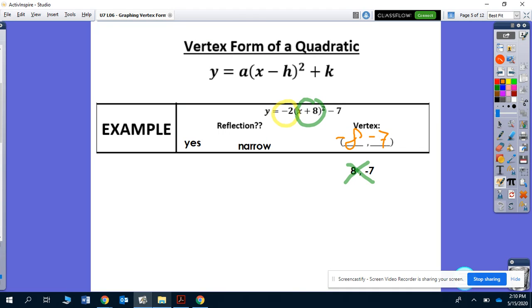That's what's important to be able to identify when we look at an equation in vertex form.